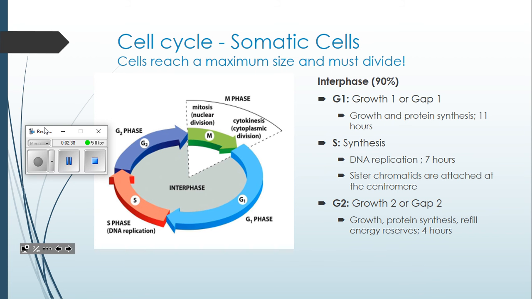So the idea is, if an organism wants to get bigger, it needs more cells. Not bigger cells, more cells. So we need a way to make more cells. And that's what the cell cycle does for us.